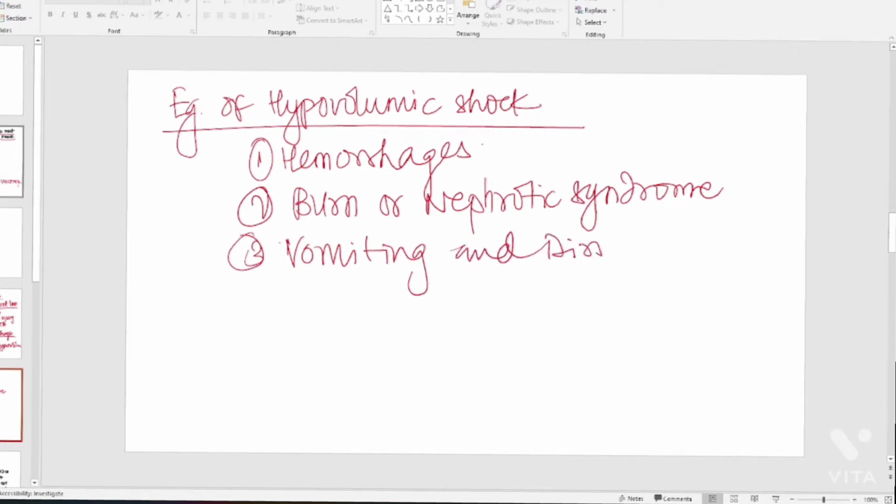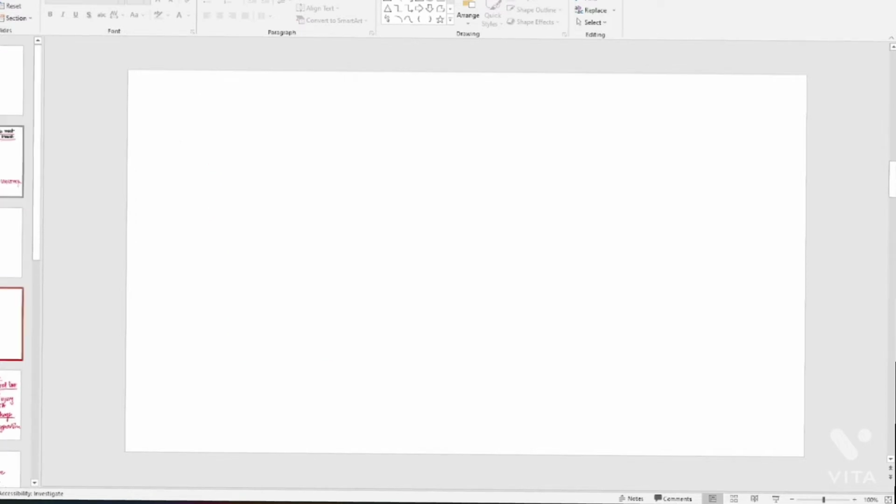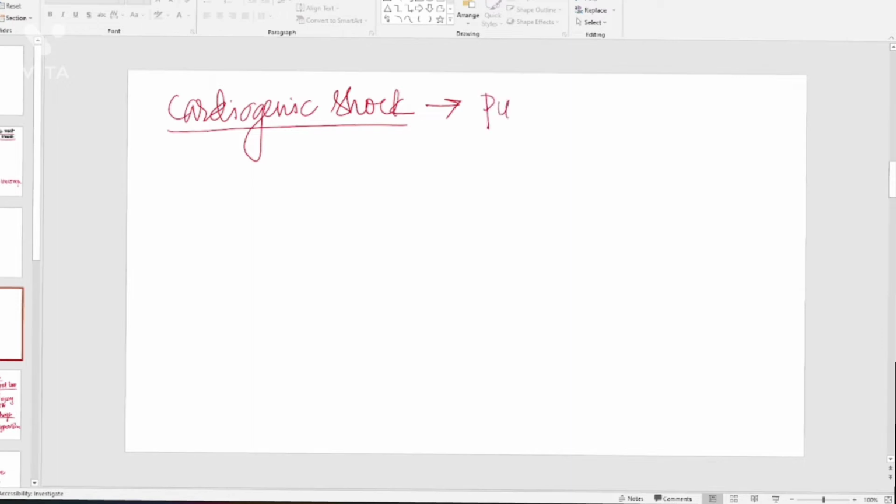Now the next one. First we have done hypovolemic shock. Next one is cardiogenic shock. What do you mean by cardiogenic shock? Cardiogenic shock is seen in patients with congenital heart disease before or after surgery, including heart transplantation, or those with congenital or acquired cardiomyopathies, including acute myocarditis. In this, myocardial dysfunction produces pump failure, meaning RV and LV failure.